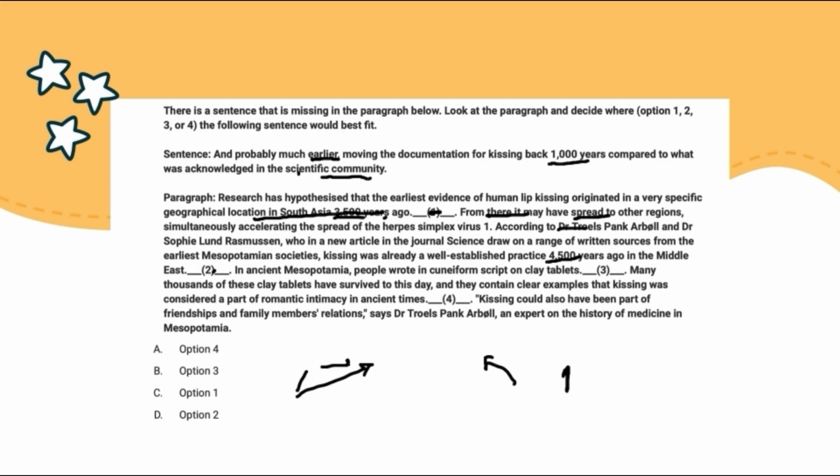Also, this one says "and probably much earlier," right? So based on this, options 1 and 2 get narrowed down. Options 3 and 4 do not make a lot of sense because they talk about something entirely different. So the continuation and the flow of the language and the logic will not make a lot of sense there. The first one we have already eliminated. Based on that, option 2 becomes the perfect answer. So the answer becomes option D, right? Let's move on. Let's solve one more question.